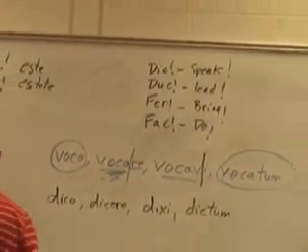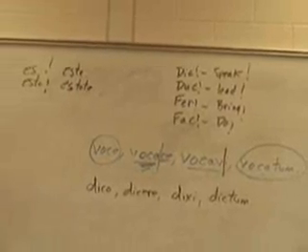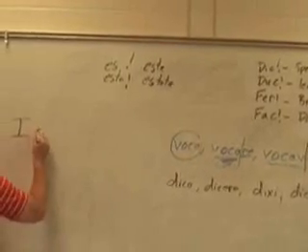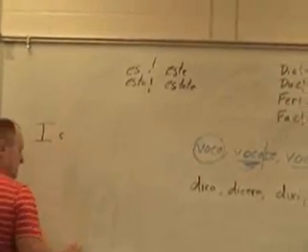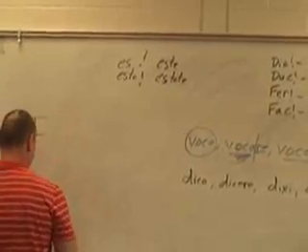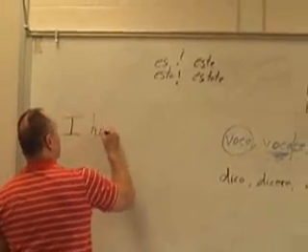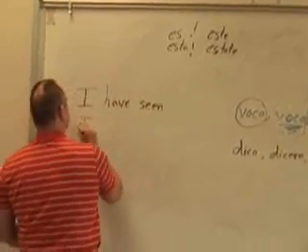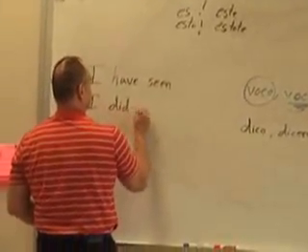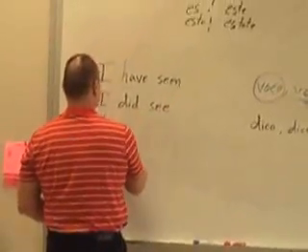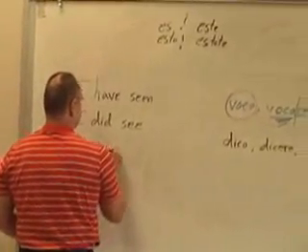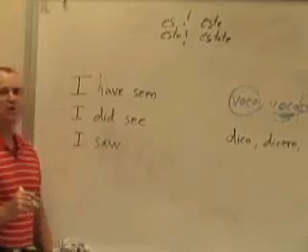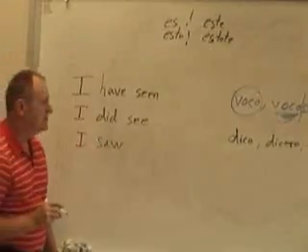Getting back to the perfect. What's a perfect translation? I have seen, I don't want to confuse you with was. I have seen. I did see. I saw. Those are all perfect translations in English.